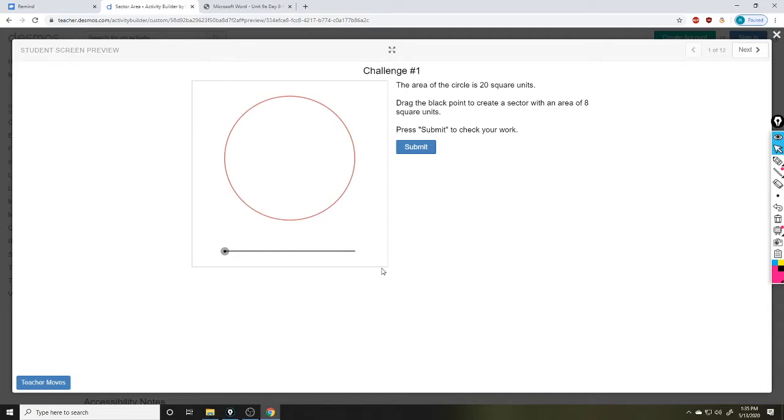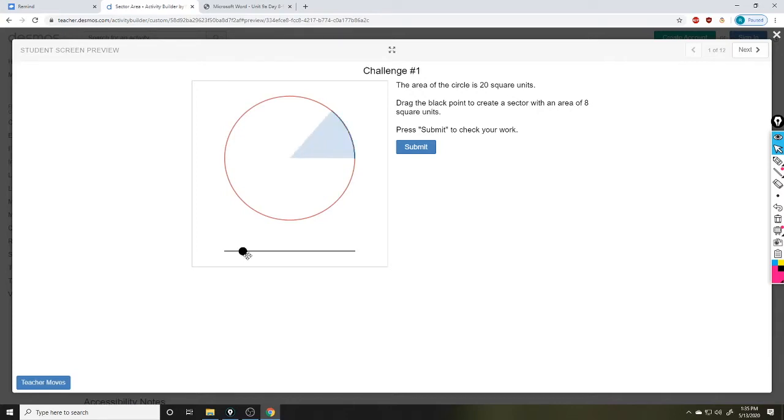So the idea here is that we're going to talk about arc length and area of a sector. I'm going to start by talking about area of a sector. This was an activity that I sent out earlier this week. Hopefully you took a look at it and gave it a try. If you haven't, I just want to walk you through it a little bit.